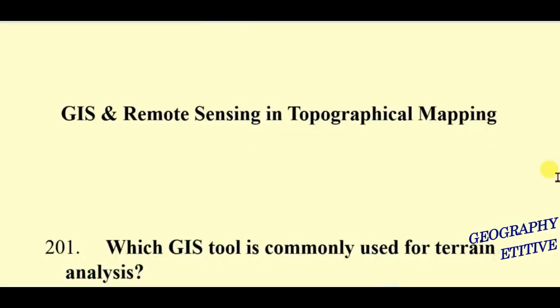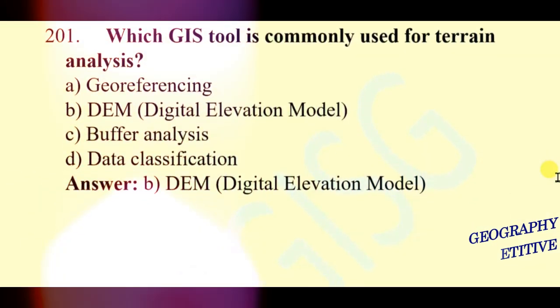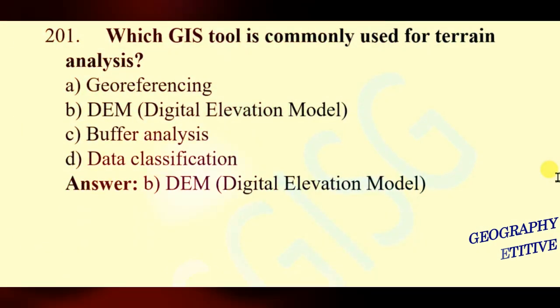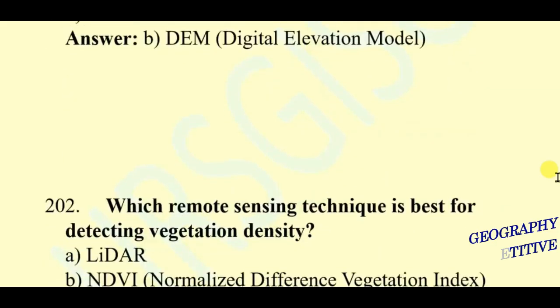GIS and remote sensing in topographical mapping. Question 201. Which GIS tool is commonly used for terrain analysis? Georeferencing, DEM digital elevation model, buffer analysis, data classification. Here the right answer will be DEM, or digital elevation model.